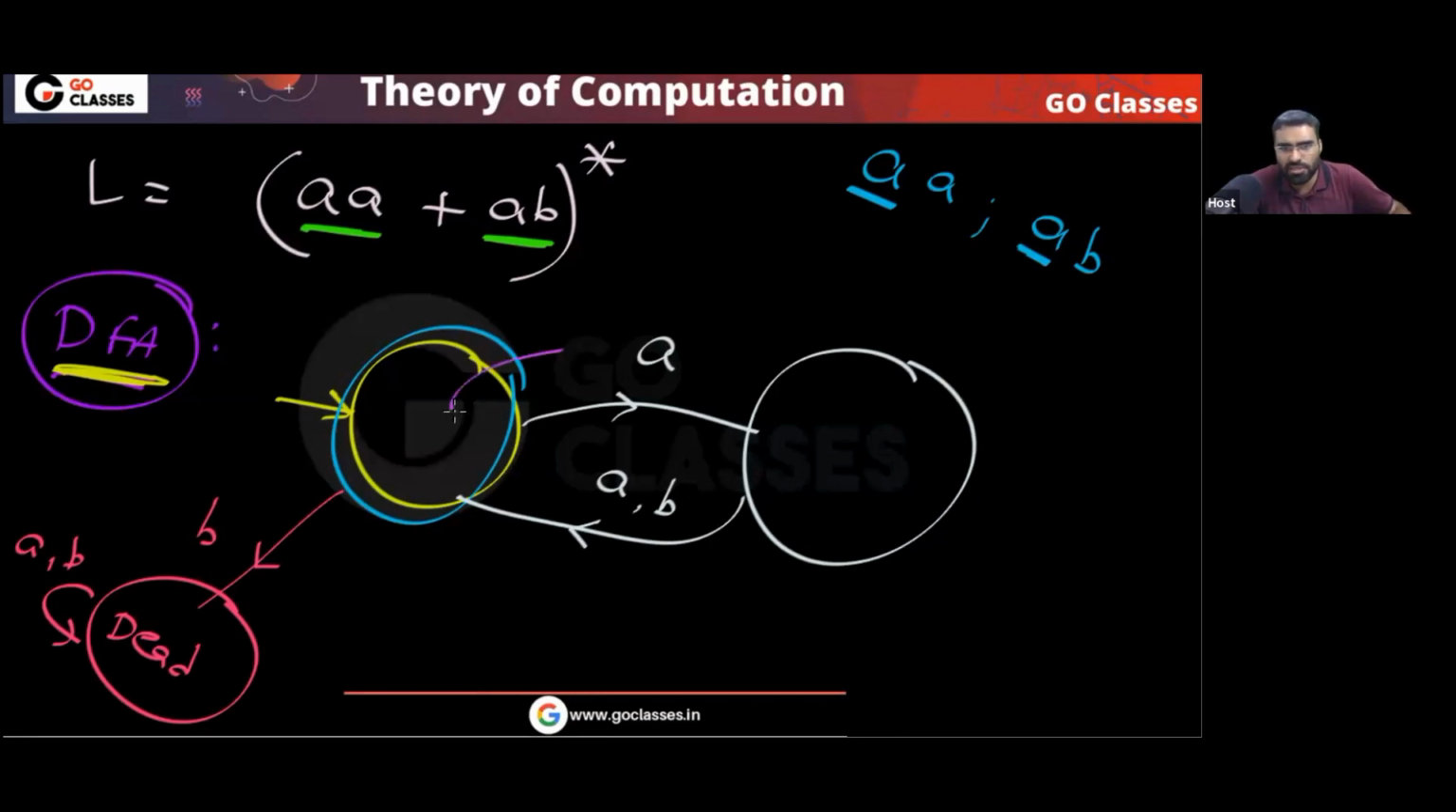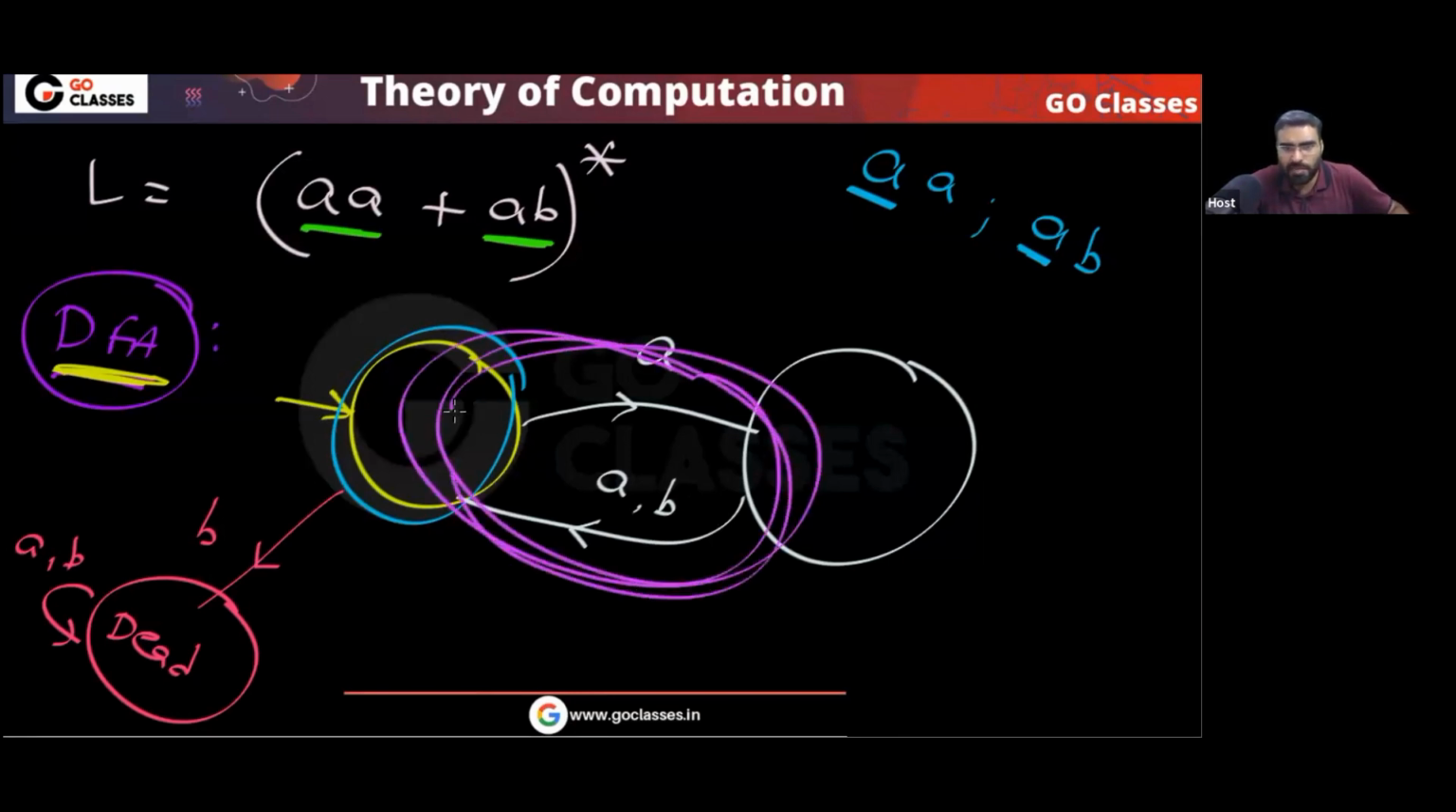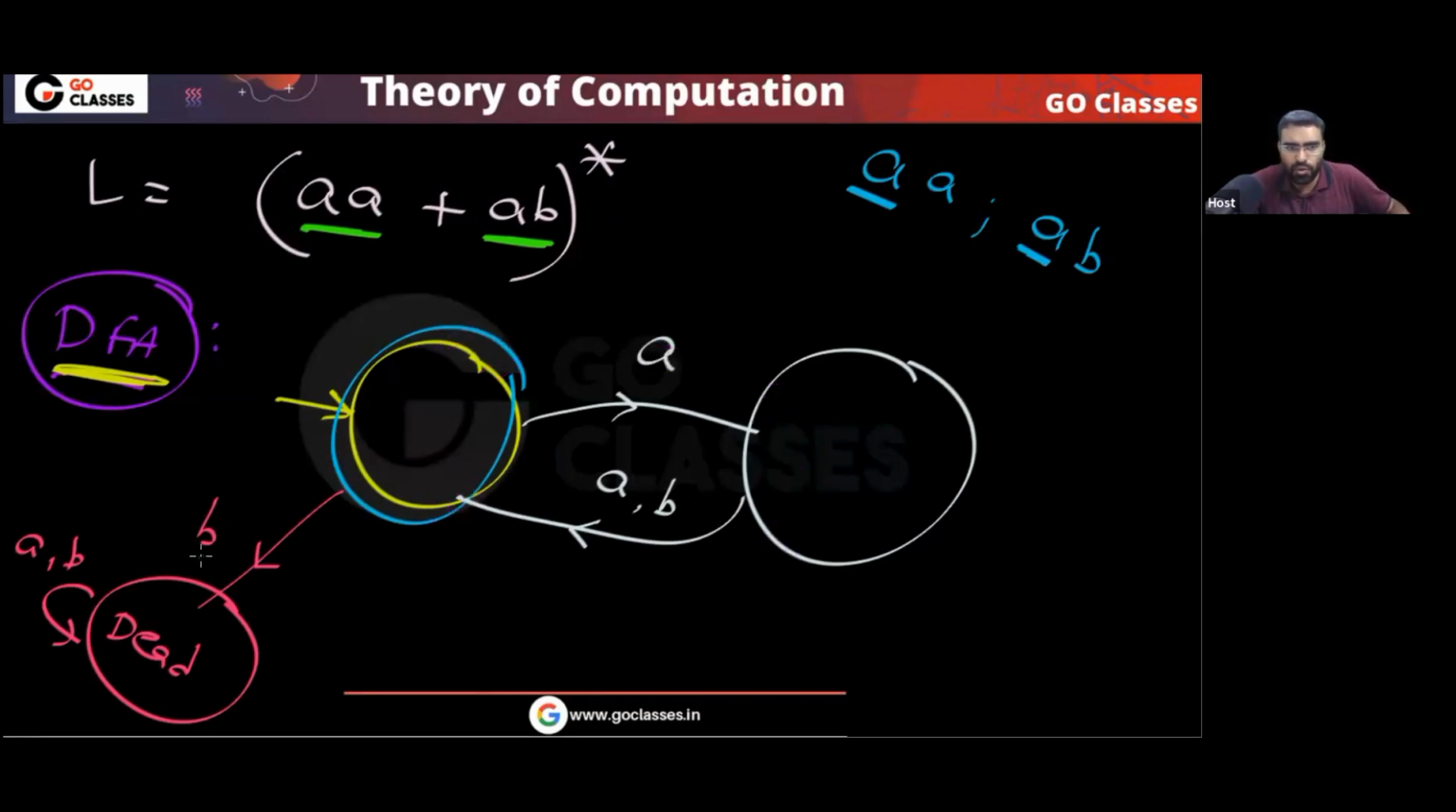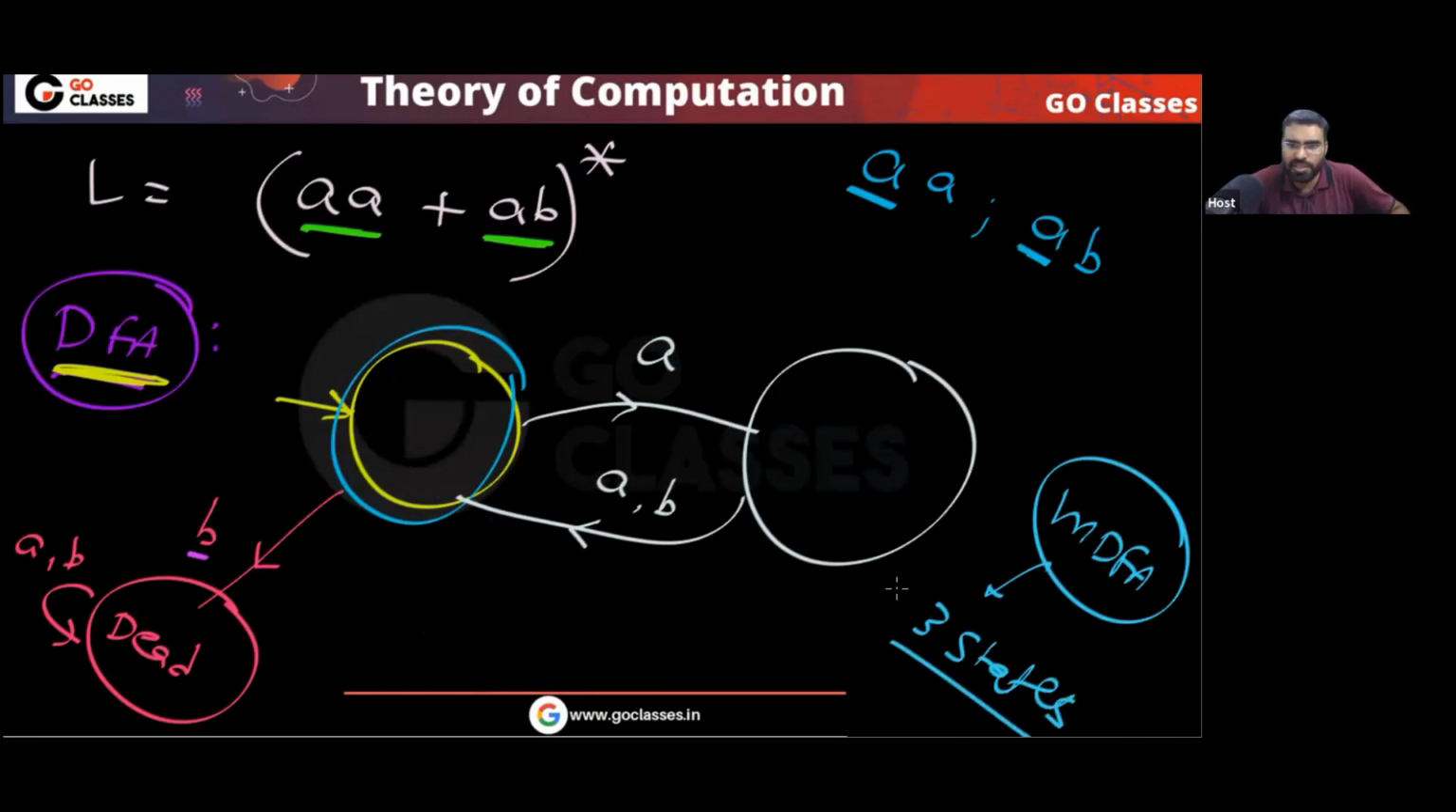Now you can easily notice A, AB, A, AB, A, AB. And if you get a B here, then you can send it to the dead state. So this is your minimal DFA. How many states are there in the minimal DFA? There are 3 states in the minimal DFA. Please tell me, did you understand?